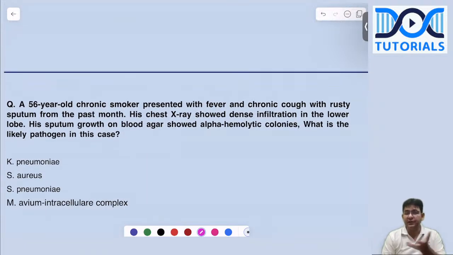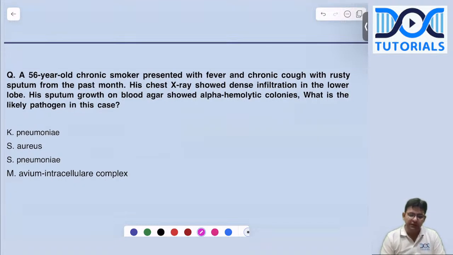And GeneXpert and GeneXpert RIF, they give the results in how much time? 2 hours. CBNAAT. If a person is having TB with HIV, then CBNAAT is the investigation of choice. Now come to this.